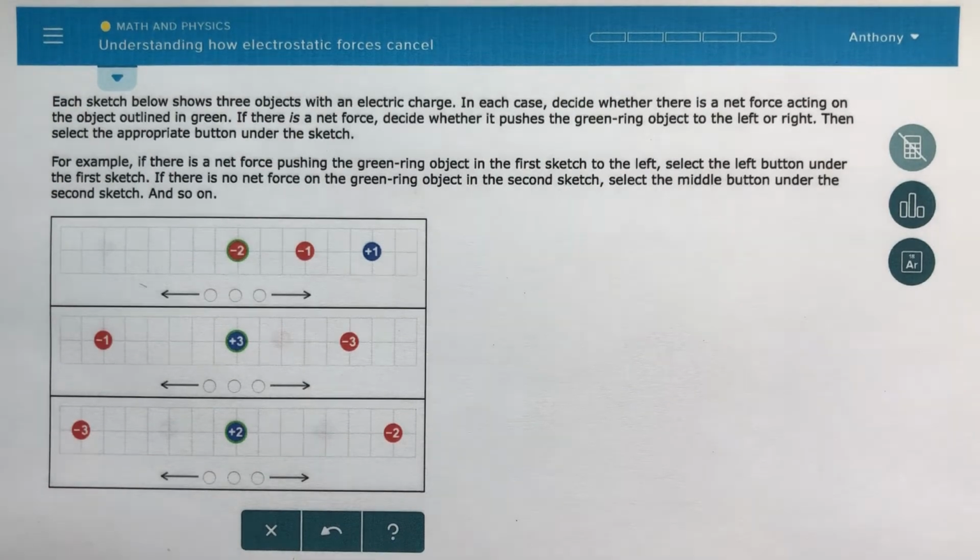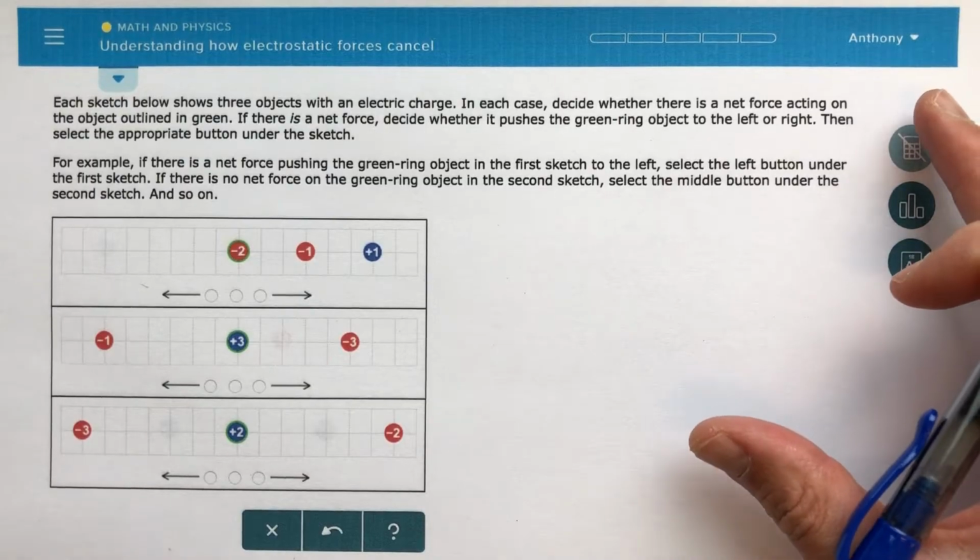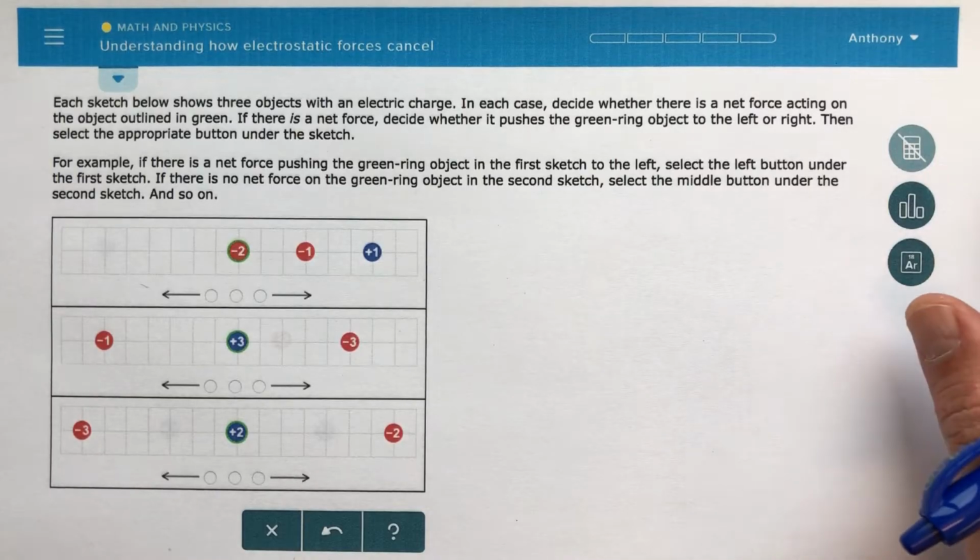All right, hello and welcome back. This is another ALEKS topic. It's called Understanding How Electrostatic Forces Cancel. I think this is a great prerequisite topic.